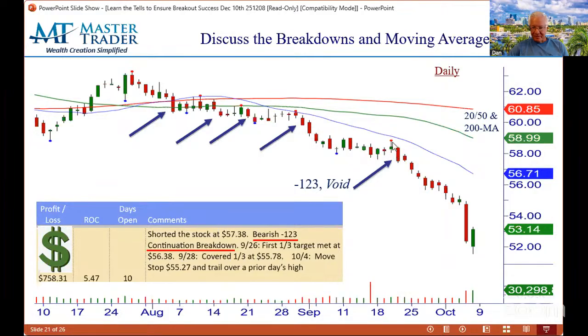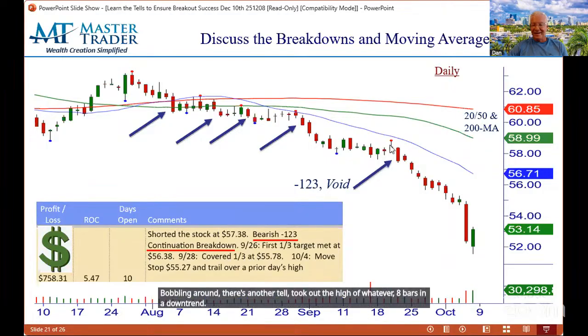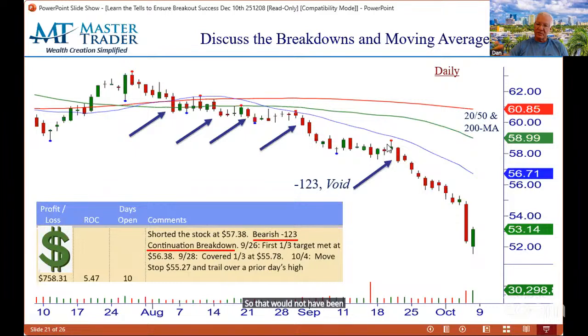Bobbling around. There's another tell. Took out the high of whatever, 8 bars in a downtrend. So that would not have been a breakout to buy. But instead, as a continuation short, I got an inside bar. There's a 1, 2, 3. That's actually the one we gave subscribers, and just went into simple trail mode.